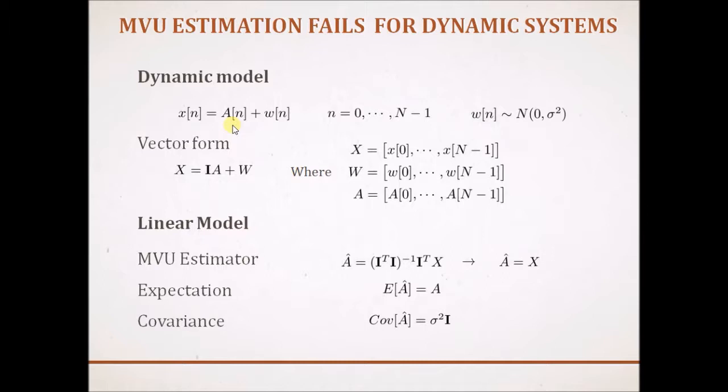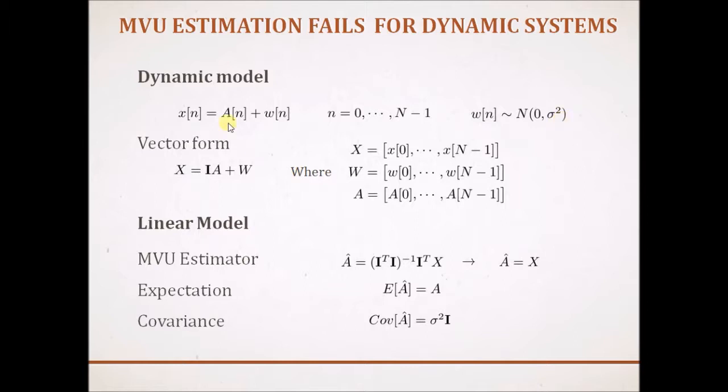So consider a model where we have x of n is equal to a of n plus w of n, where a of n is the parameter of interest and it is a dynamic parameter. That is, its value changes with the time, and w of n is of course the noise component, which follows a Gaussian distribution with mean 0 and variance sigma square.